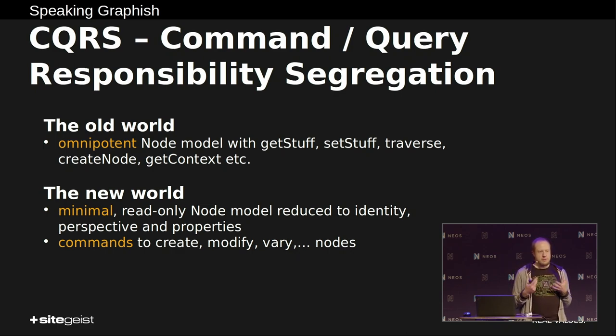And this was split up into multiple models. For example, the read model is now a really minimal node object, which has just a few identity components, something like perspective. We'll have a look at that later, and of course, properties. And if you want to do anything actively, like changing, creating, modifying, varying nodes, and so on, then there are commands for that.